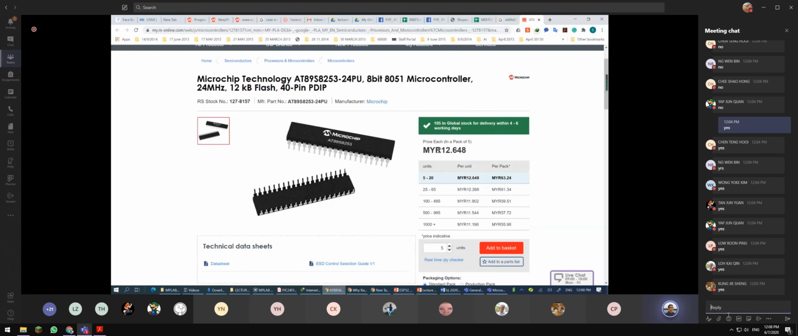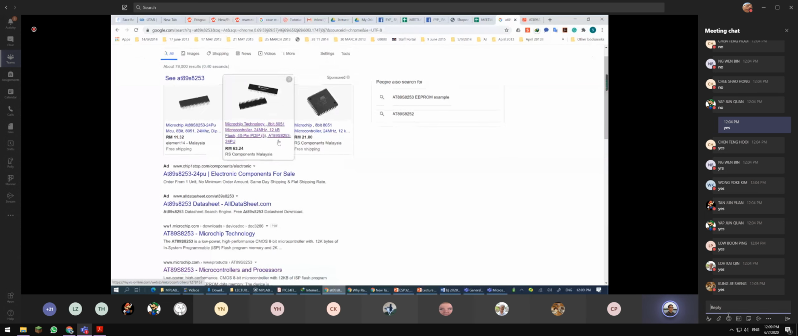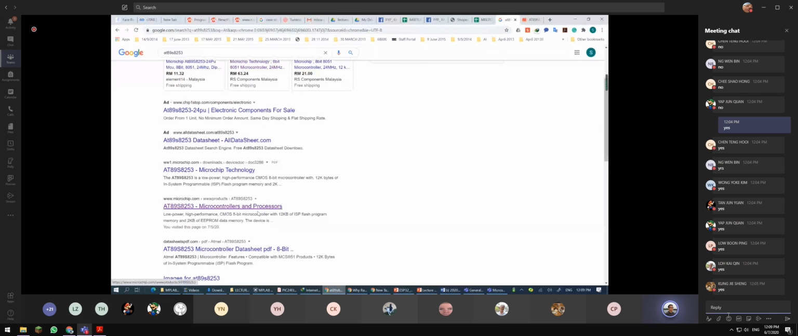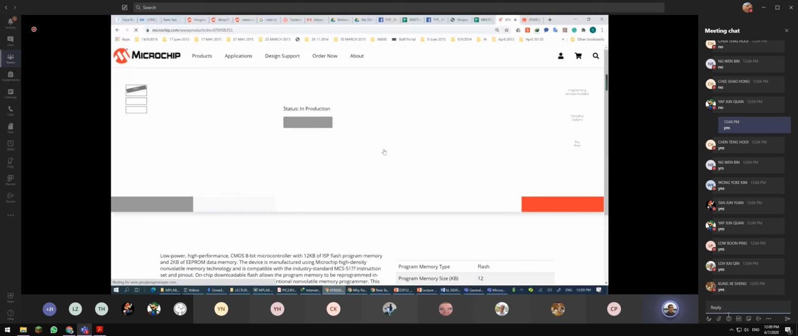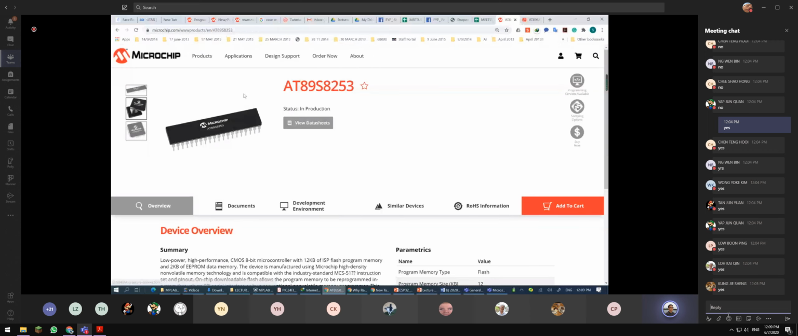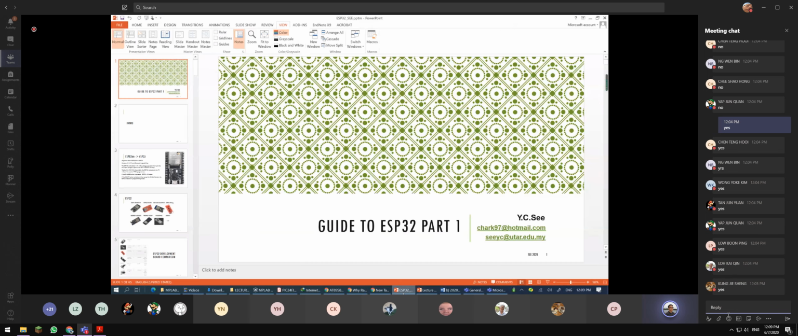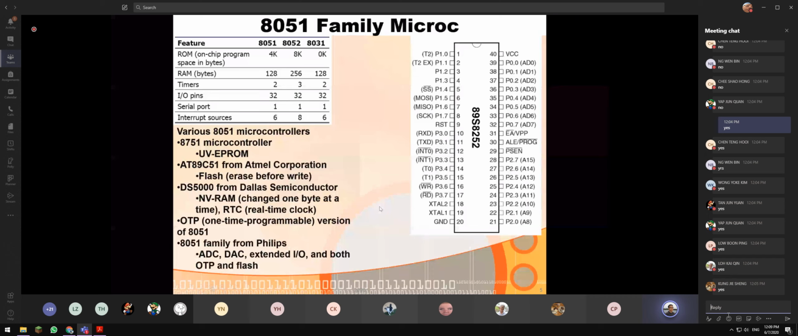So this chip is definitely more expensive than the ESP32 microcontroller by itself. I'm not talking about a development board, I'm talking about the microcontroller itself. Even so, this microcontroller is still in production. Remember, Atmel has already been bought over by Microchip. So it's good to understand some of the features of the 8051 microcontroller.